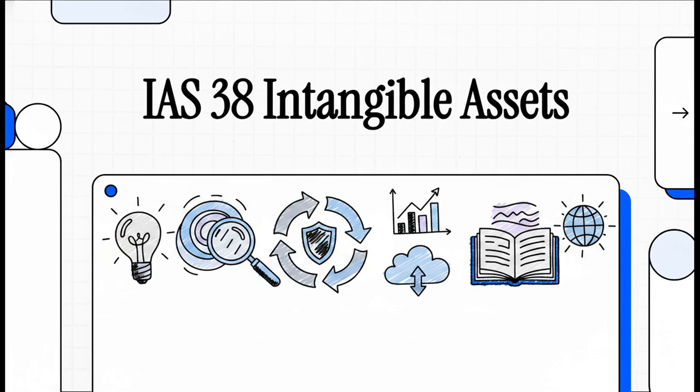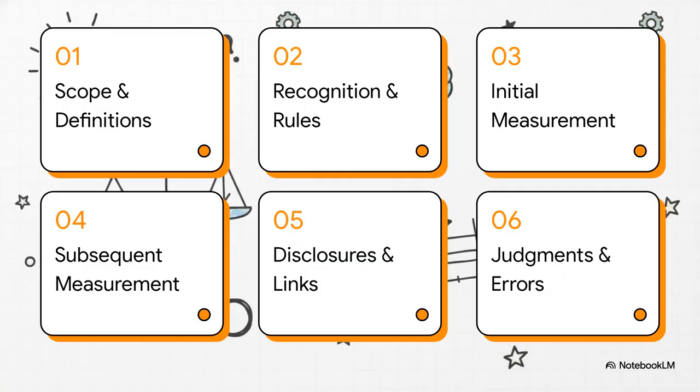So our objective today is to prescribe the exact accounting treatment for intangible assets that aren't specifically dealt with in another standard. We're going to logically follow the complete life cycle of an intangible asset, right from the moment you first identify it, all the way through to how you disclose it to the world. Okay, let's dive into our comprehensive checklist. We're going to cover scope and definitions, recognition rules, initial measurement, subsequent measurement, disclosures and interactions, and finally, judgments and errors. Let's get right into it.